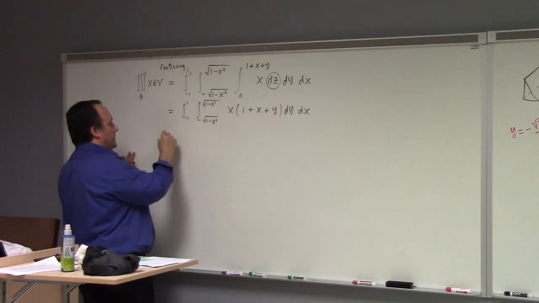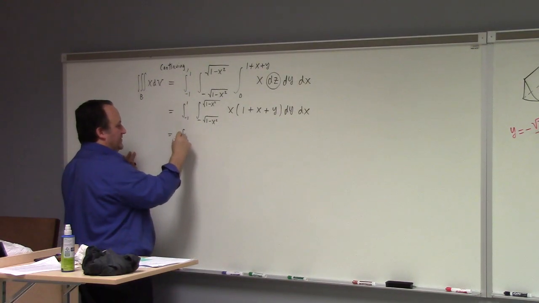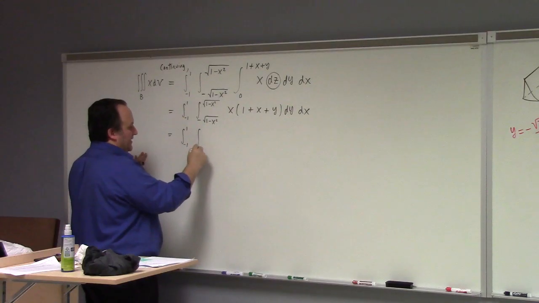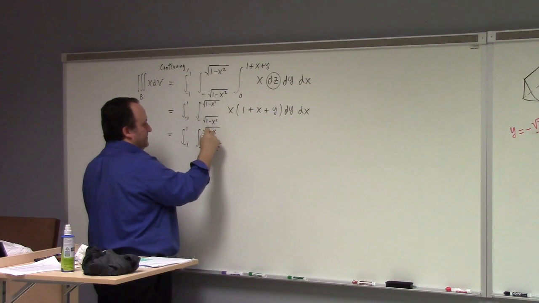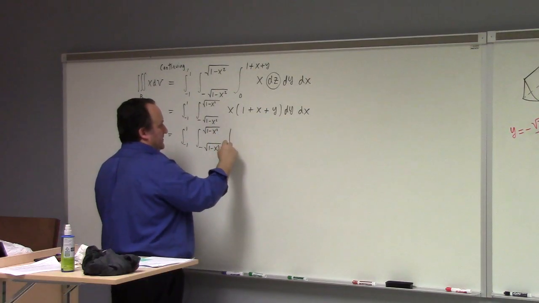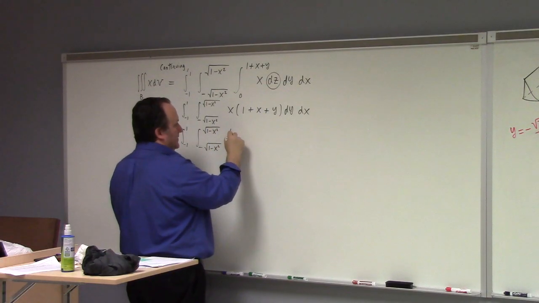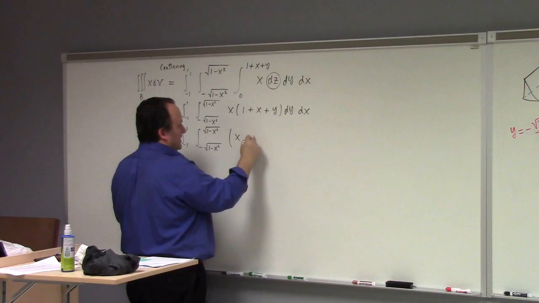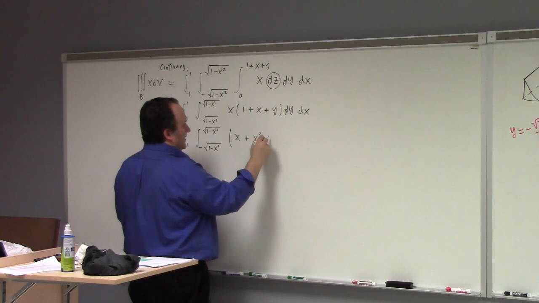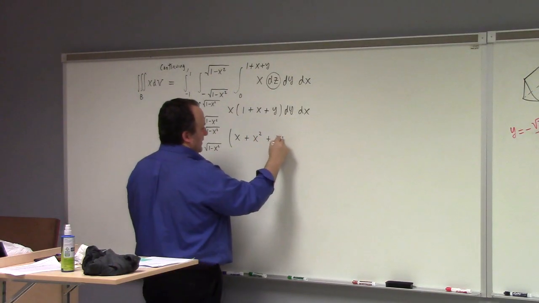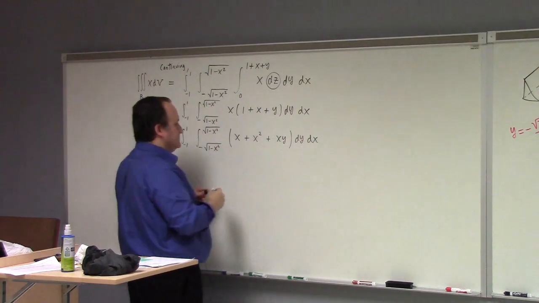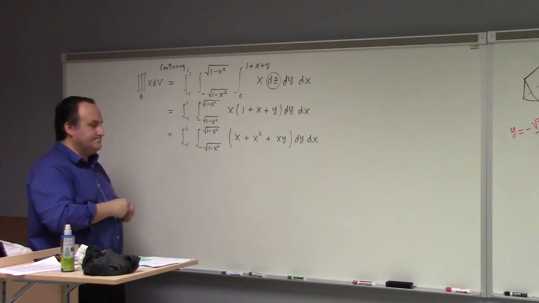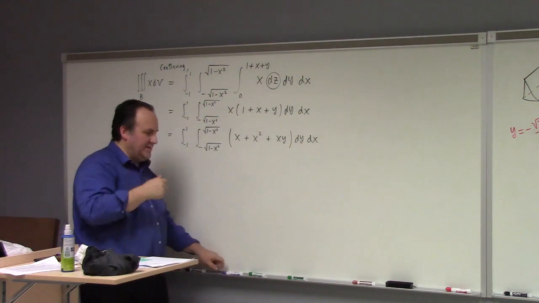All right, so that is the integral from -1 to 1, the integral from minus the square root of 1 minus x squared to the square root of 1 minus x squared. And what we're up against here is x plus x squared, plus xy dy dx. Notice something here.